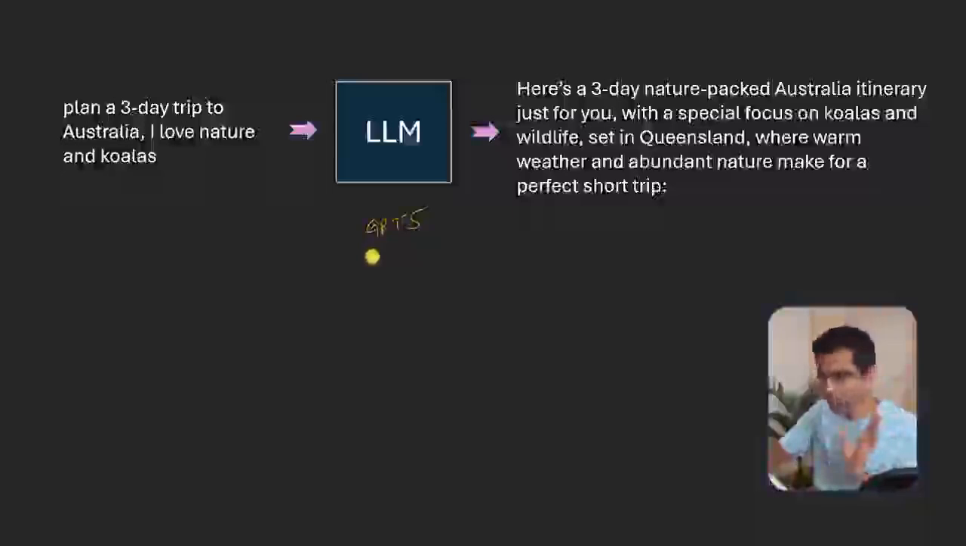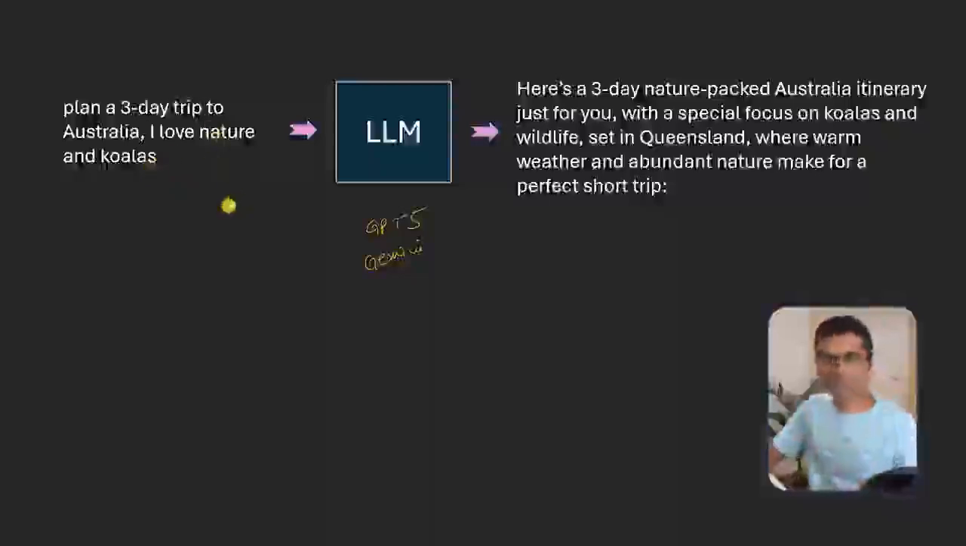The model can be anything, right? It can be Gemini, any model. These models will produce the answer. Now, if the question is, okay, plan a 3-day trip to Australia, or how many planets are there in a solar system, it will produce the answer because this is something it has seen in pre-training phase.